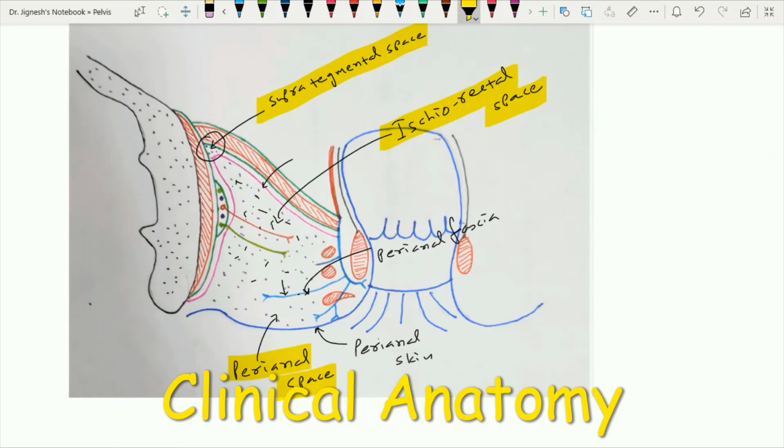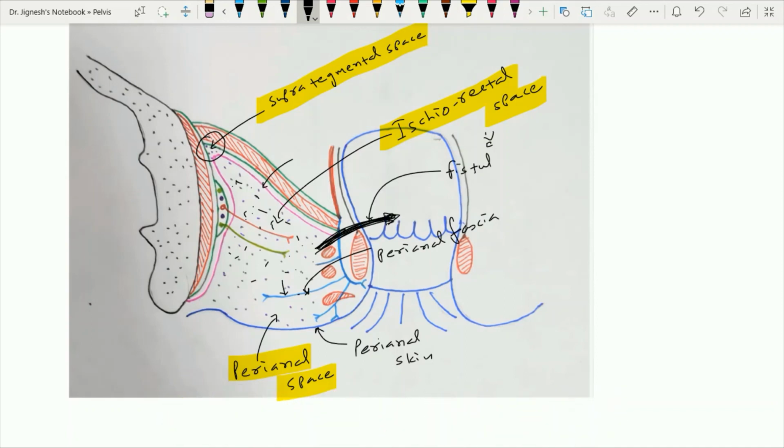Sometimes an abscess within this ischiorectal space may directly open into the anal canal, and when this happens, it will lead to a fistula in ano. So this is all about the ischiorectal fossa.